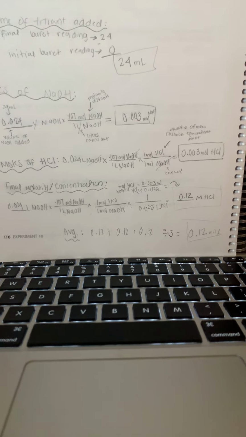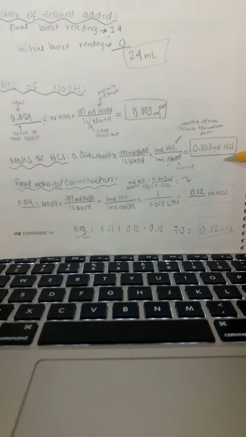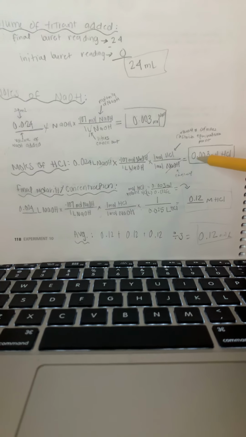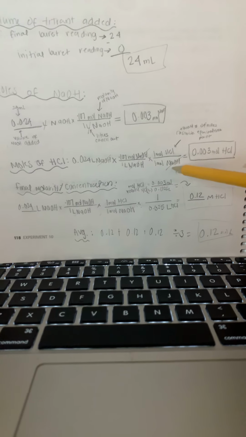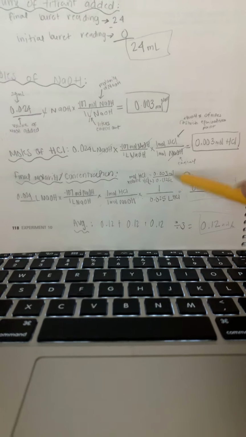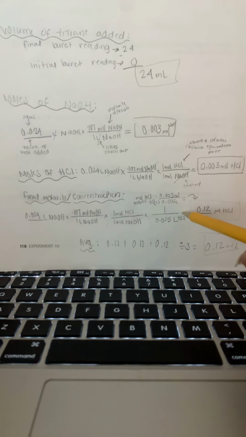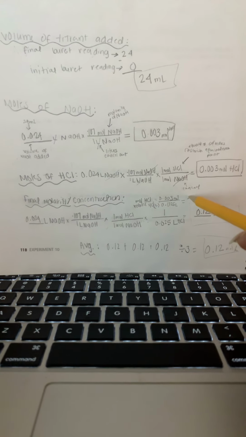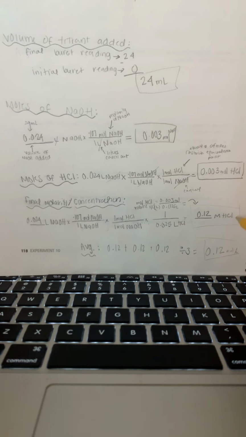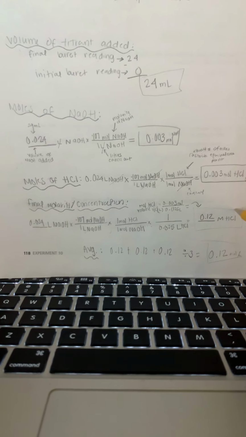So basically for that one, we just took the moles of hydrochloric acid, which was the 0.003 moles that we got in the previous equation, and divided it by the volume of the hydrochloric acid, which is just the 25 milliliters. But remember, we have to convert to liters, so we converted it to 0.025 liters. And when we divide those two numbers, we get 0.12 molar of hydrochloric acid. And that's the final molarity, or concentration, of it.